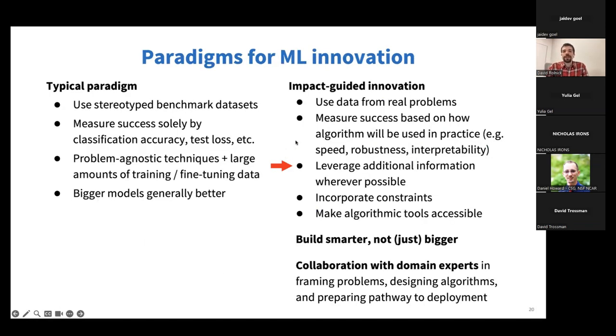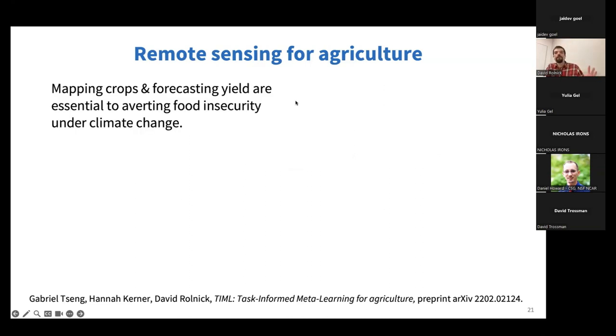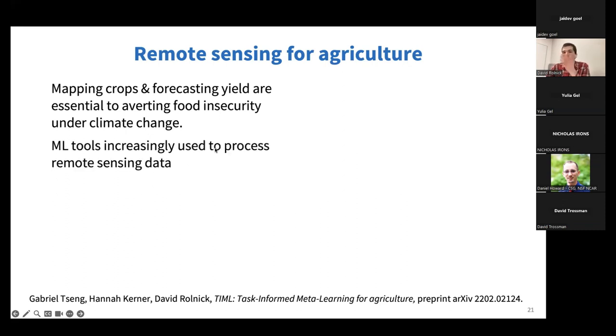Okay, so let's go into the next bullet point here, leveraging additional information where possible. So here we're going to be talking about remote sensing for agriculture. Mapping crops and forecasting crop yield are really essential as climate change threatens agriculture systems around the world and leads to food insecurity for many regions. Machine learning tools are increasingly being used to process remote sensing data at scales that would not be possible otherwise. Governments are turning to machine learning to say, oh, where are people planting this kind of crop and how is that crop doing?